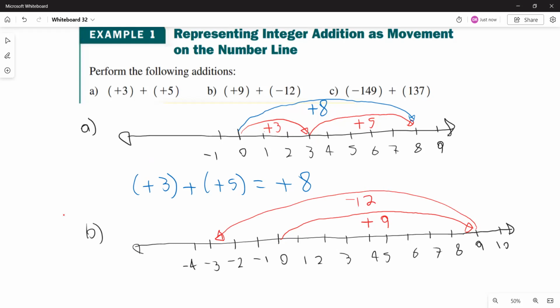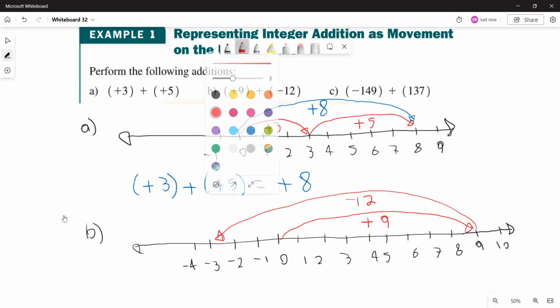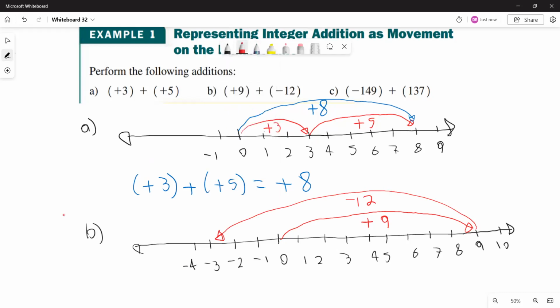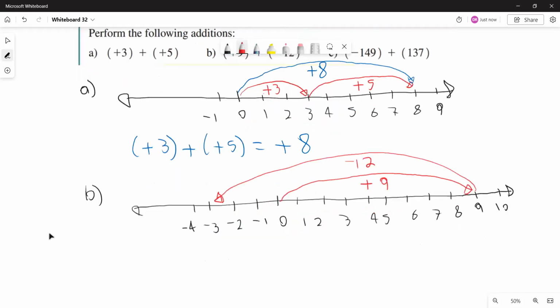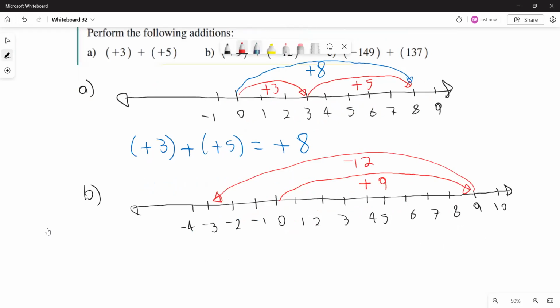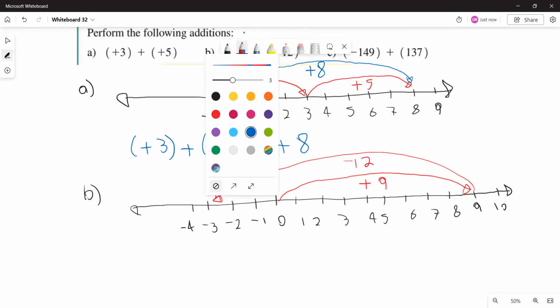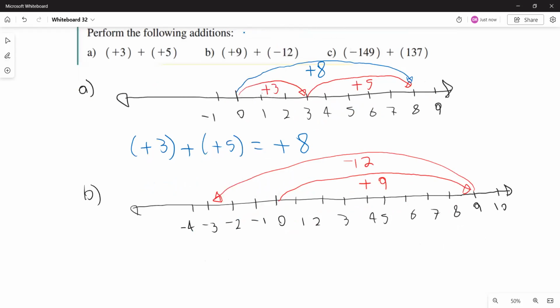And the result is going to be negative 3. So our ending spot was negative 3. So positive 9 plus negative 12 is negative 3. And part C is going to be hard to do on a number line. So I'm just going to read the explanation.